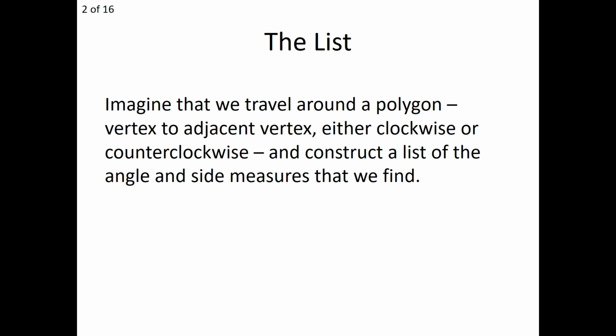What I want you to do is travel around that polygon. Each time you come to a side or to a vertex, at that vertex there's a measure of an angle, and at that side there's a measure of a side. So imagine that we have in our brains this polygon, and we're traveling around it, and every time we encounter a side or a vertex where the angle is, we know its measure. As we do this, we're going to list out all the side measures and all the angle measures. So let's actually take a look at constructing a list. I've got an example here for us.